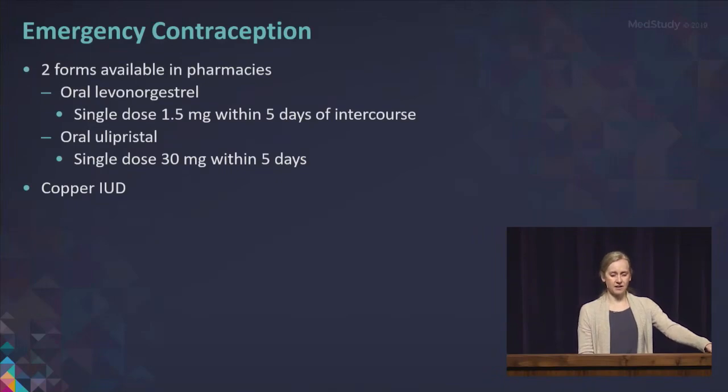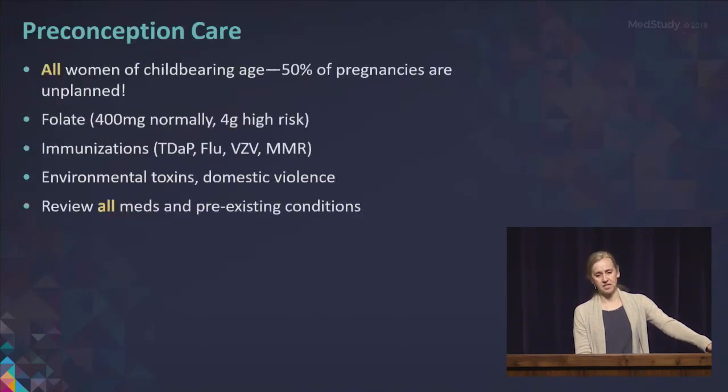The other thing that can happen is a patient can get a copper IUD, which prevents implantation. As long as it goes in quickly, within 5 days, then it'll prevent pregnancy.